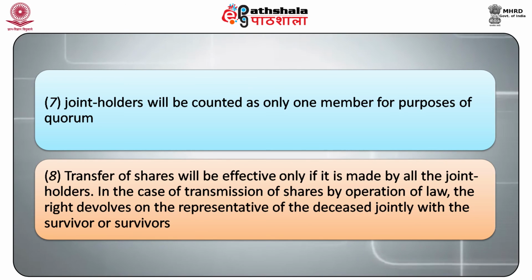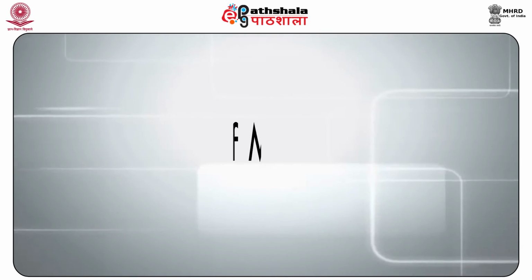Seventh, joint shareholders will be counted as only one member for purposes of quorum. Eighth, transfer of shares will be effective only if it is made by all the joint holders. In the case of transmission of shares by operation of law, the right devolves on the representative of the deceased jointly with the survivor or survivors.